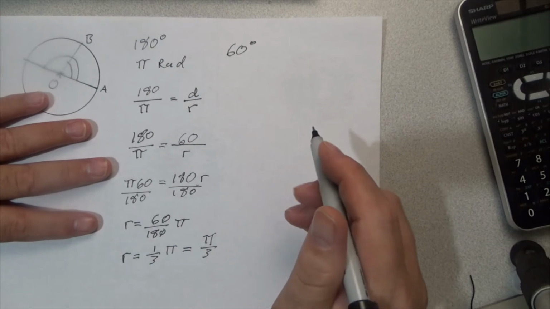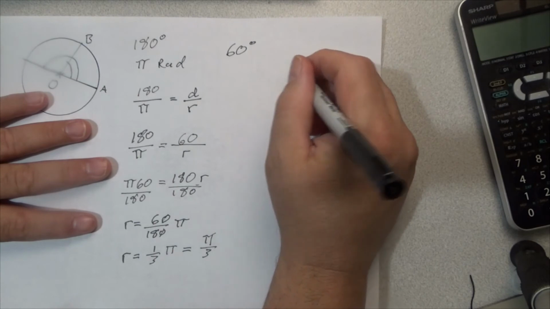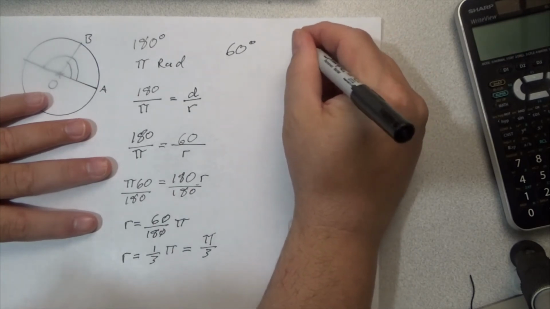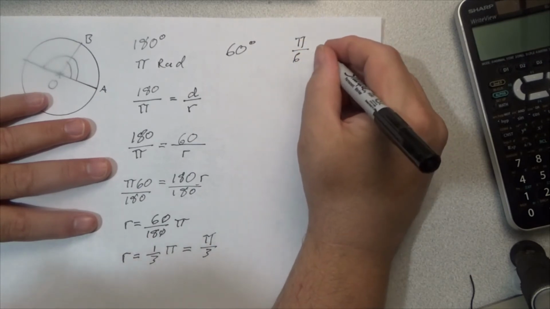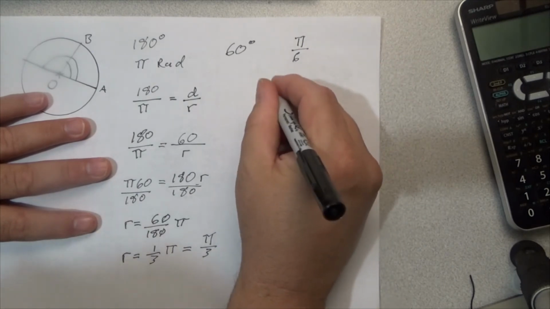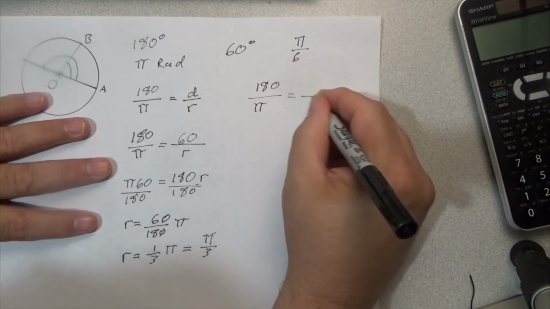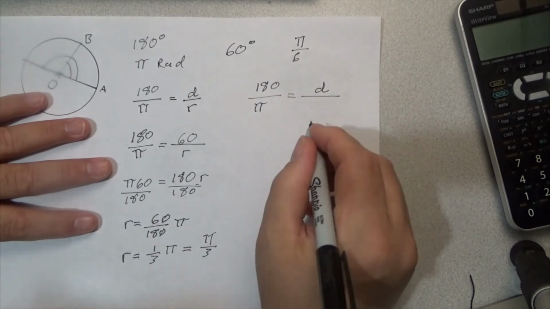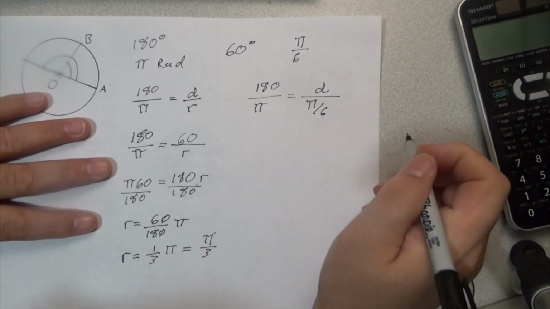All right, so let's find another one. Let's say I've got pi over 6 radians, and I want to convert that into degrees. So once again, I get my ratio here, and I put the degrees in the top, and that's what I'm looking for now, so I'll use the variable d, and then I will put the radian measure right here.